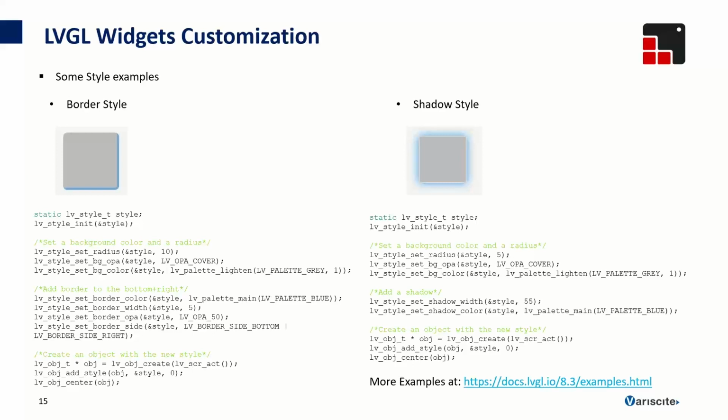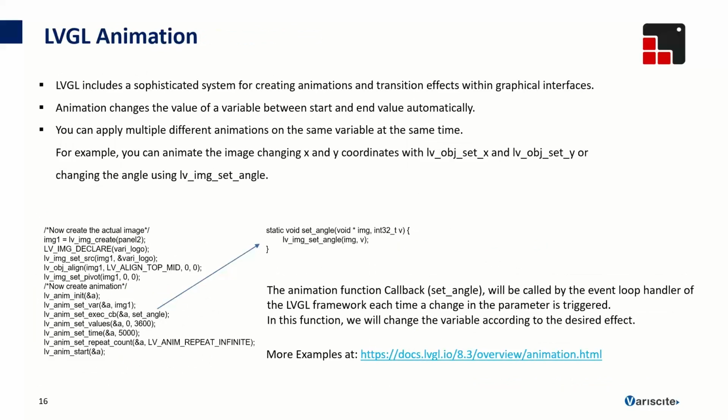This is specifically using the border, but we can also do something similar using the shadow. So more or less it's the same, but instead of the border, we set the shadow property and we say the width and the color, and that's it. On the right, you can see what happens when applying the shadow to the same object. We can also have animation.